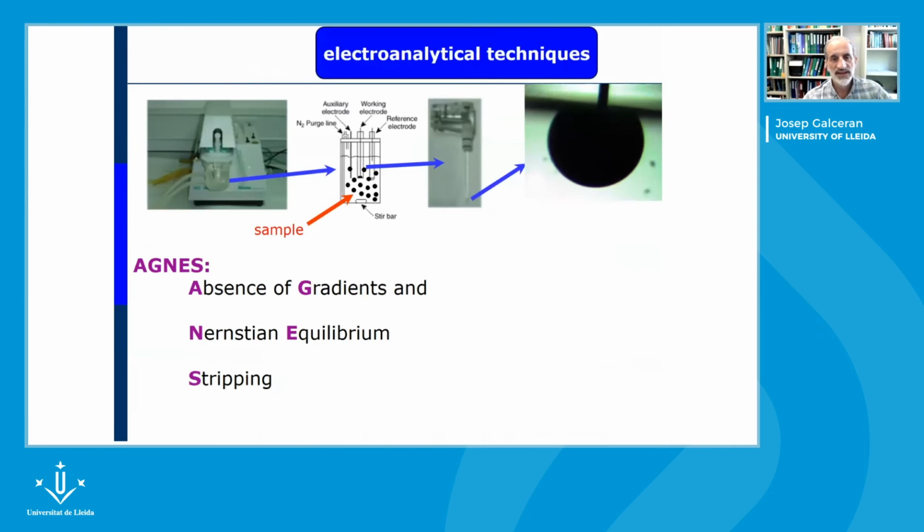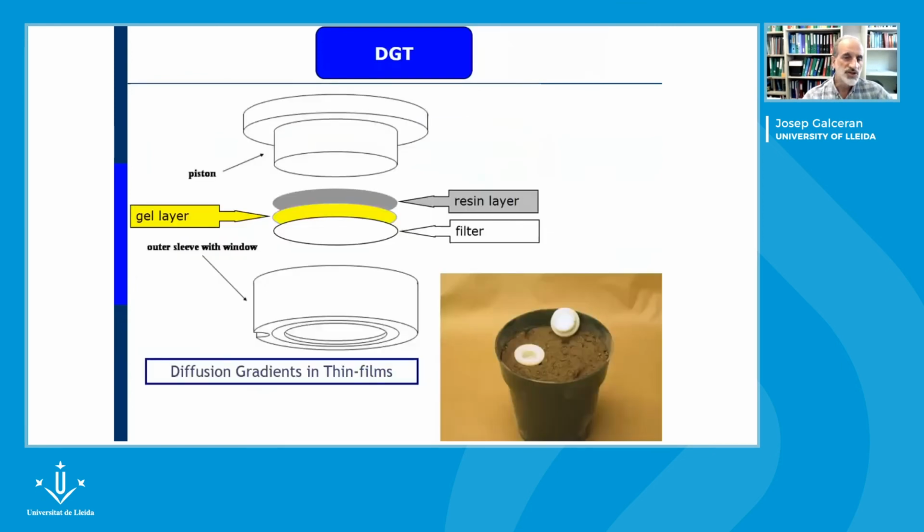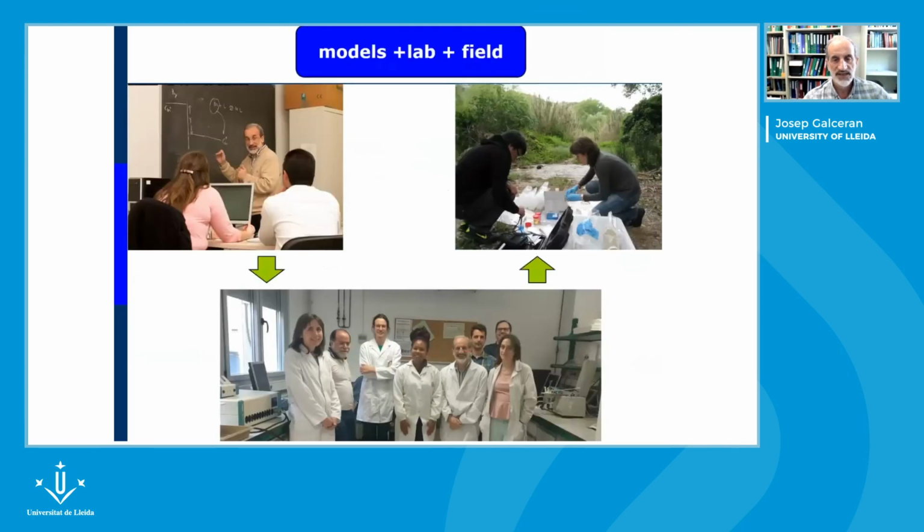We use electroanalytical techniques such as AGNES. We also use the Donnan membrane technique. This is an example of one deployment. We also use the technique DGT, which now we want to apply intensively to soils in order to follow fertilization processes. Our work includes physicochemical modeling, numerical codes, field work, but mostly work in the lab. We have a large number of scientific collaborations all over the world.